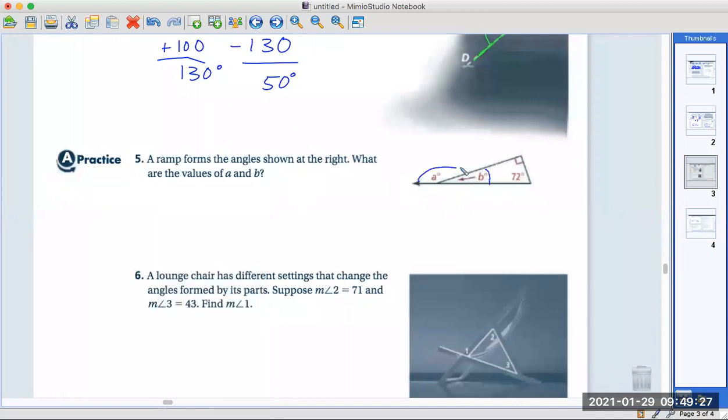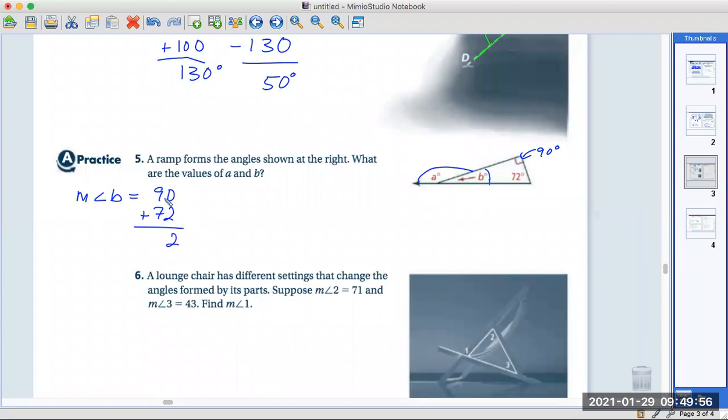And these two form a linear pair. I want you to look for those things. So these two add up to 180. This is a little clue. This is a 90-degree angle. We need that clue to find angle B. Measure angle B is 90 plus 72. So we're adding these two to find the third angle in this triangle.